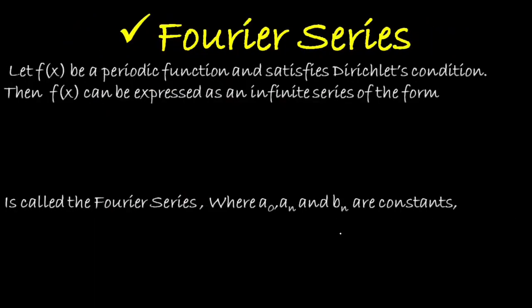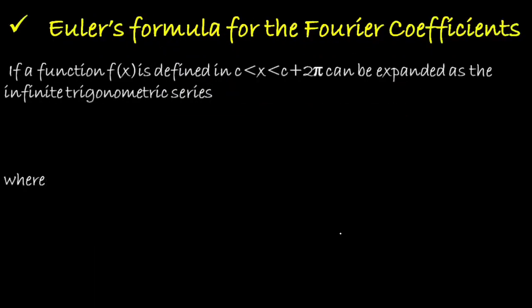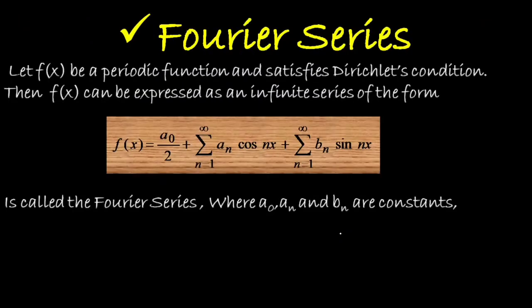Okay. Next one, Fourier series. So let me now enter into the concept of Fourier series. Any function f of x that is periodic and satisfies the Dirichlet condition can be expressed as an infinite series of the form f of x equal to a naught by 2 plus sigma n varies from 1 to infinity a n cos n x plus sigma n varies from 1 to infinity b n sin n x. Here a naught, a n and b n are constants. Here I have to say one more thing. The Fourier coefficients a naught, a n and b n are calculated by making use of Euler's formula.